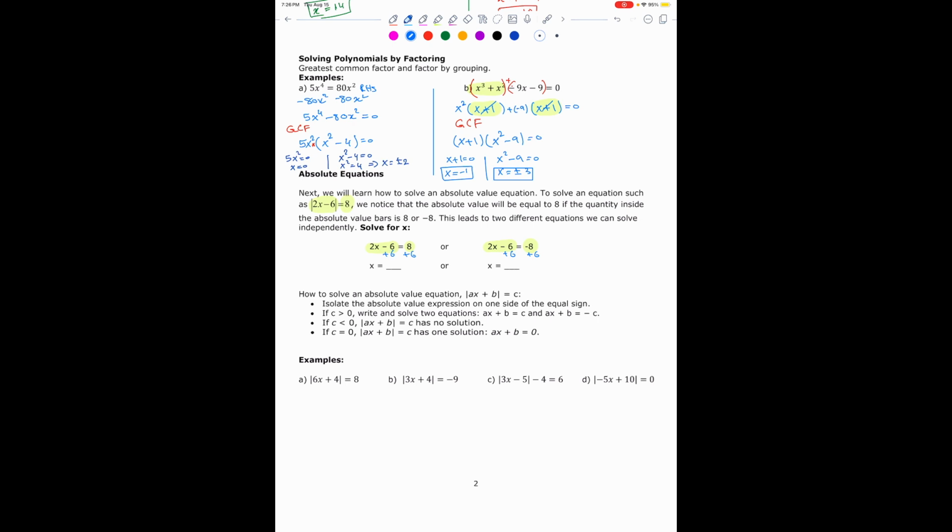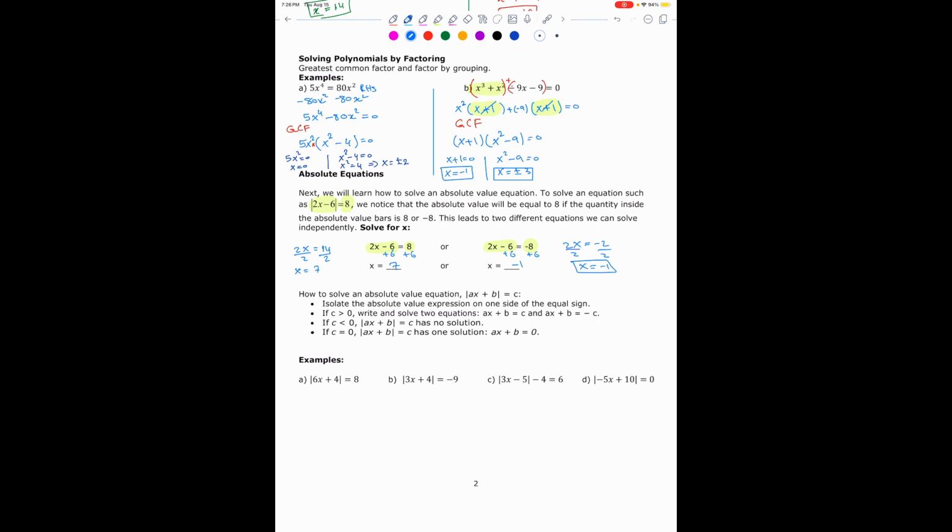For the first one, we get 2x equals 14. We divide by 2, we get x equals 7. Or for the second answer, we get 2x equals negative 2. We divide by 2, we get x equals negative 1. So either one of these answers, if you plug it in there, will give you the correct answer.